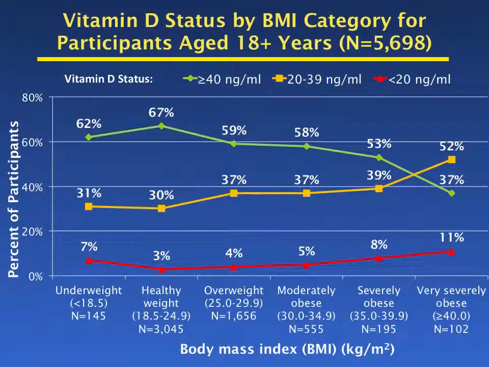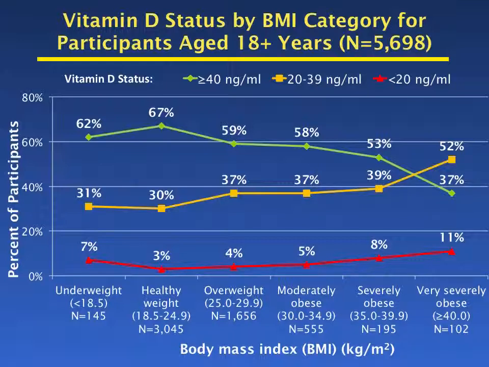The graph shows that the percentage of participants with a serum level of 40 nanograms per milliliter or above decreases as BMI increases, from 67% for healthy weight individuals to 37% for those that are severely obese. 11% of very severely obese participants have a serum level below 20 nanograms per milliliter, compared to 3% of those at a healthy weight.